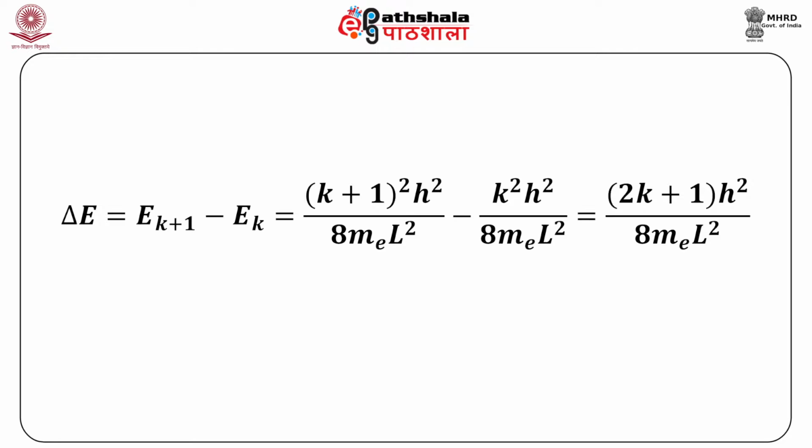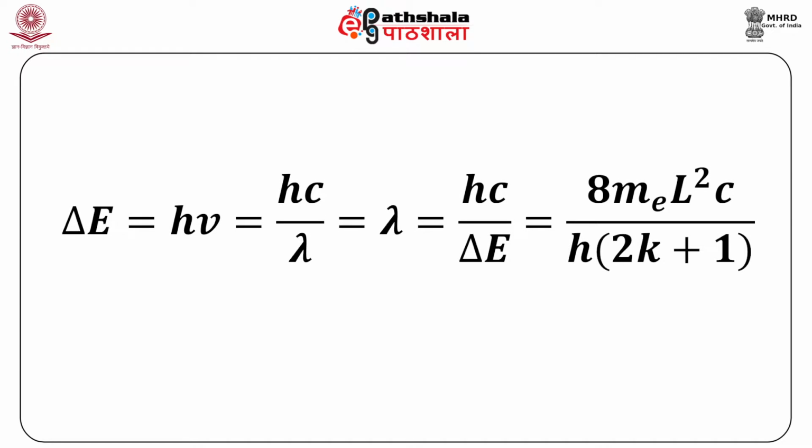is equal to E(k+1) minus E(k), which is equal to (k+1) square h square by 8 me L square, which is the energy of this orbital, minus that of the lower energy level, k square h square by 8 me L square, which is equal to (2k+1) h square by 8 me L square. And what about the wavelength? We know that delta E is equal to h nu and nu is equal to c by lambda. So lambda is equal to hc by delta E, and this turns out to be 8 me L square c by h into (2k+1).